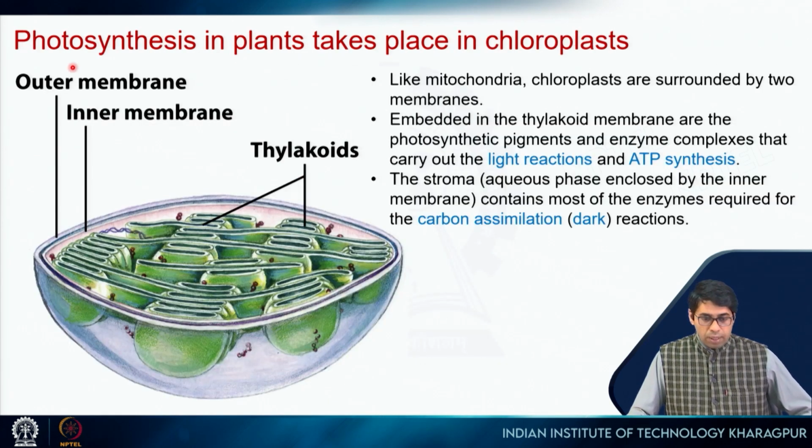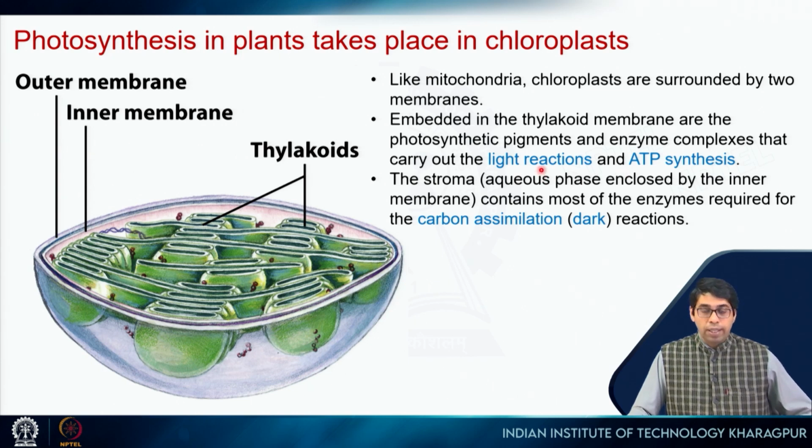Photosynthesis in plants takes place in the chloroplast. We have already seen mitochondria. Like mitochondria, chloroplasts are surrounded by two membranes, and you can see them here: an outer membrane and an inner membrane. Within the inner membrane, we have structures called thylakoids. Embedded in the thylakoid membrane are the photosynthetic pigments and enzyme complexes that carry out the light reactions and ATP synthesis. We are going to see both.